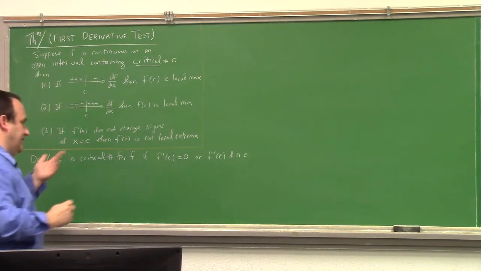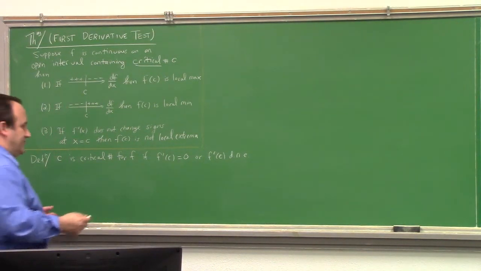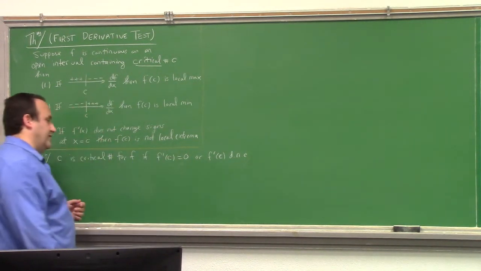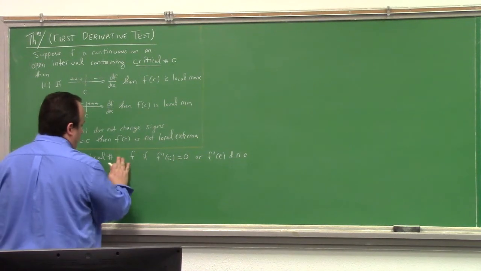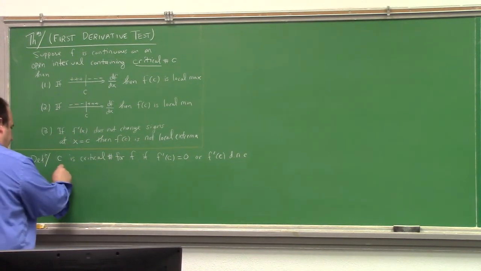So critical numbers basically are either where you have a horizontal tangent or you've got some kind of funny business going on with the derivative. It could be a kink in the graph. It could be a vertical tangent. Those are your likely contestants there. And okay, so that's a critical number, right?